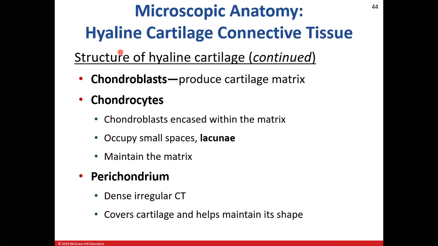These chondrocytes are going to occupy very small spaces called the lacunae, and they are going to help maintain the matrix of this particular cartilage substance. We also have what we call a perichondrium. And this perichondrium is a very dense, irregular connective tissue that basically goes around and covers the cartilage to help maintain its shape.